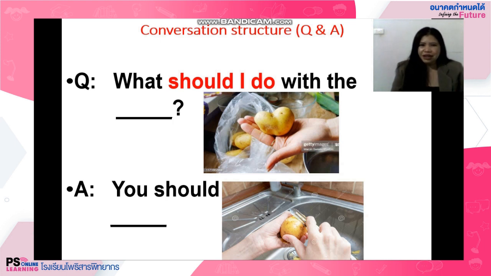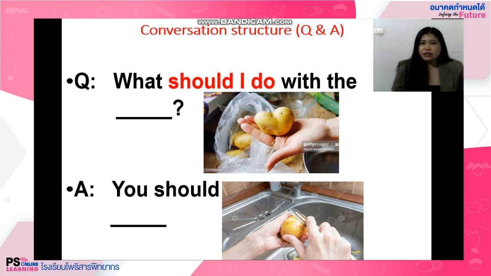Are you ready? Okay, what is the question? The question is, what should I do with the potato? And you answer, you should, what is the action? You should peel it. Okay, very good. Again, question, what should I do with the potato? And the answer is, you should peel it. Or just say peel it. All right?